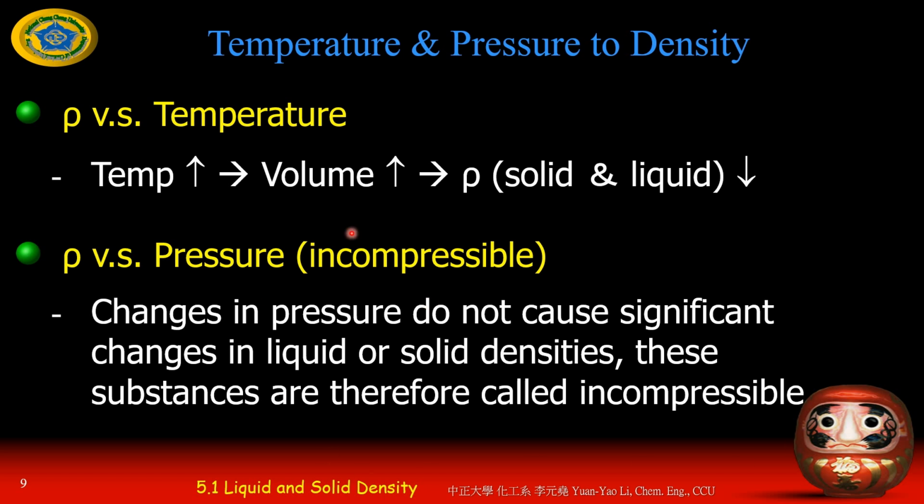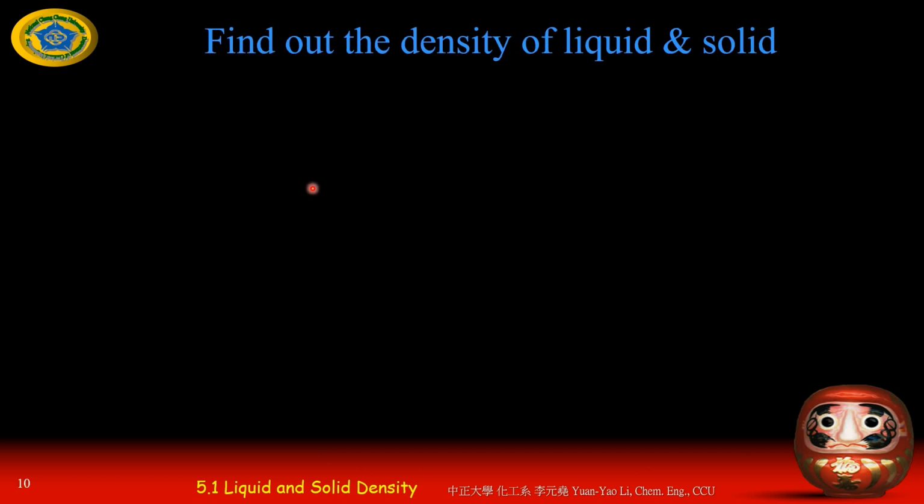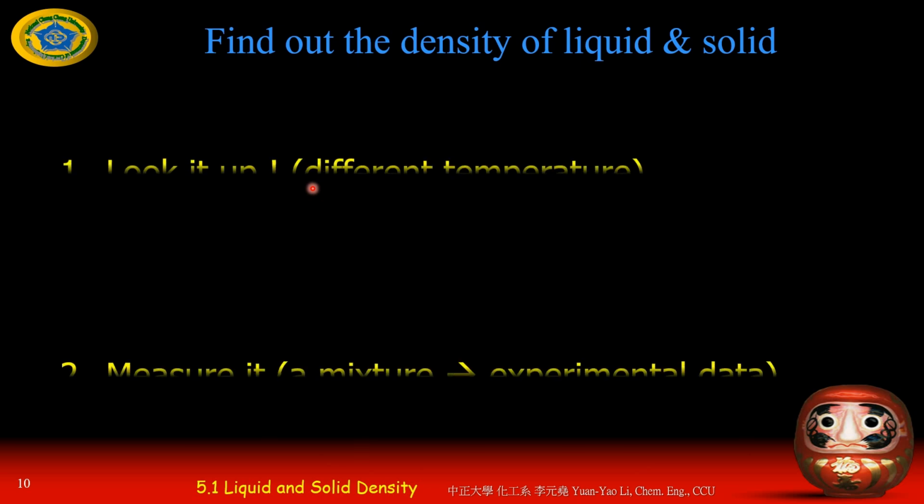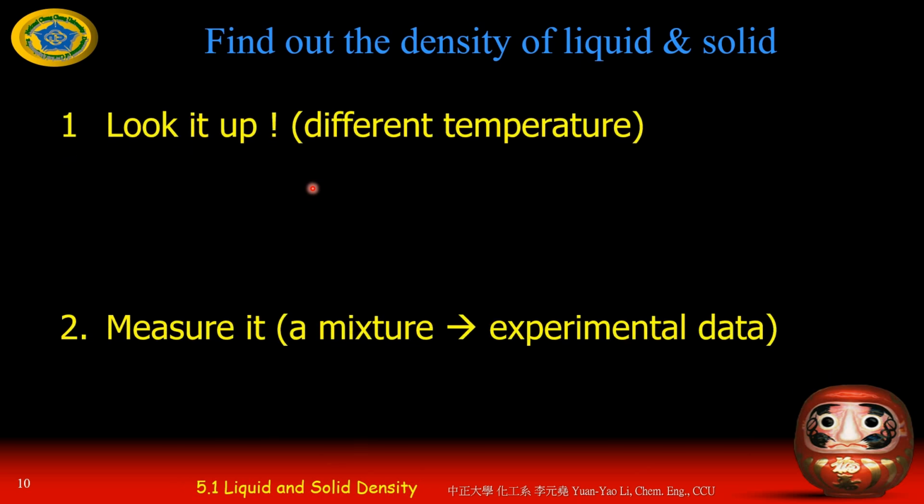Okay, so in section 5.1 we are only dealing with temperature, to find out the density of liquid and solid. How can we find out the density of a liquid? Three directions, right? Three methods. First, look it up at different temperatures, because we are not talking about pressure now, and measure it.